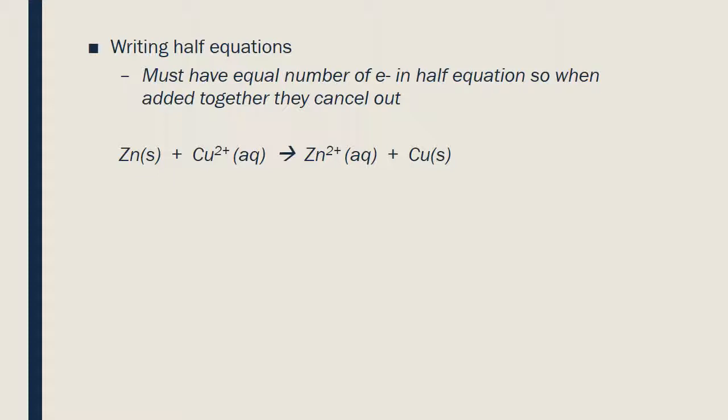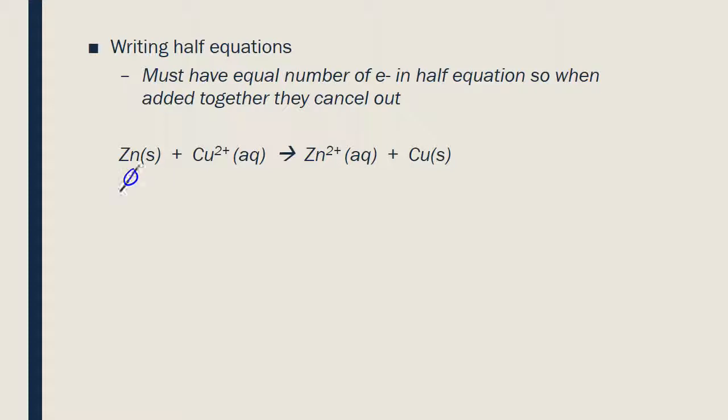So here we have an example. Zinc is reacting with aqueous copper ions to create zinc ions and copper solid. So we want to go through and figure out, what do these half reactions look like? First, we need to figure out who's being oxidized and who's being reduced. So assign your oxidation states first.